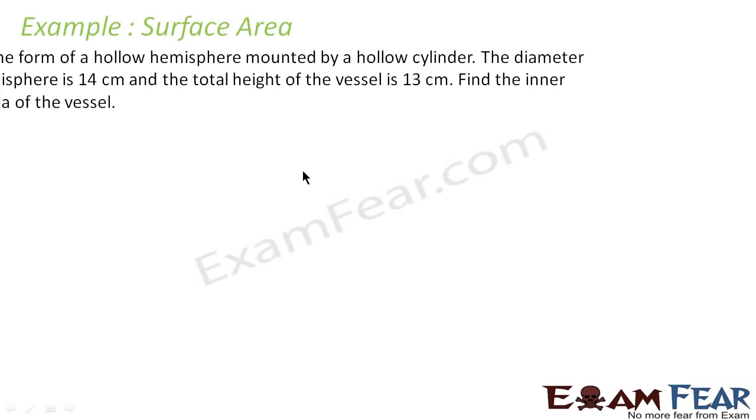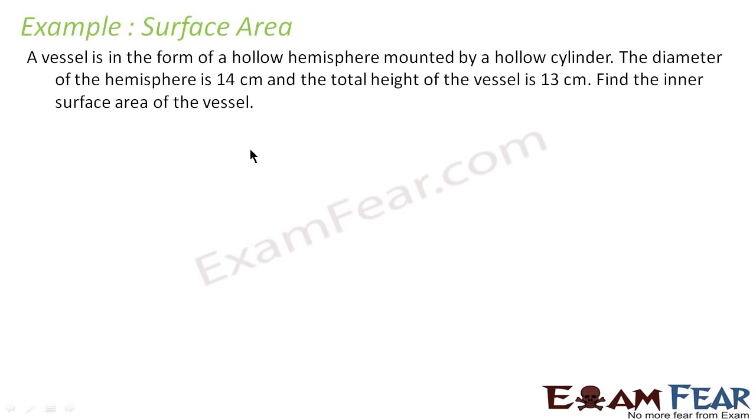We'll take one more example. The question says a vessel is in the form of a hollow hemisphere mounted by a hollow cylinder. The diameter of the hemisphere is 14 cm and the total height of the vessel is 13 cm. We have to find the inner surface area. Please note this is inner surface area of the vessel.